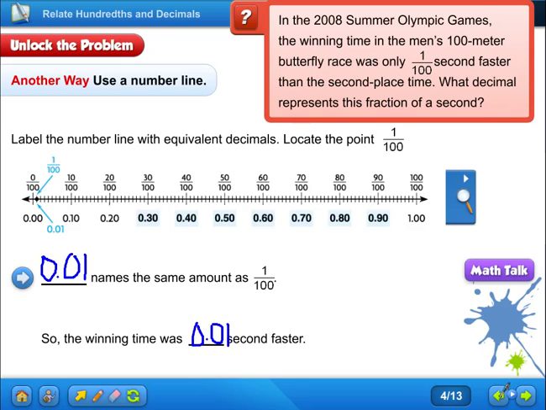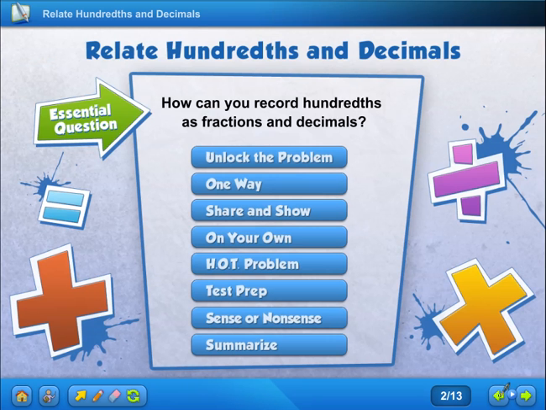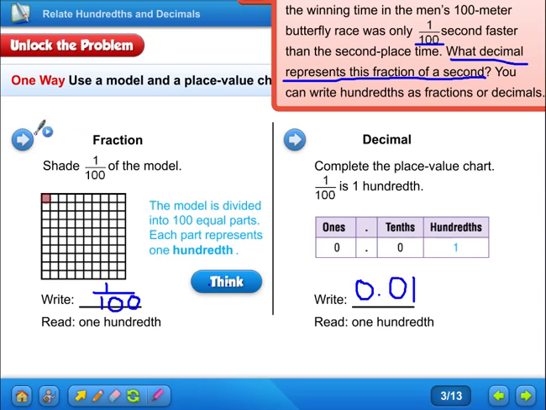All right, so let's go back to see what our question was asking today. How can you record hundredths as fractions and decimals? So we recorded a hundredth as a fraction and a hundredth as a decimal. We write it 1/100, or we just make sure it's in that hundredths place.